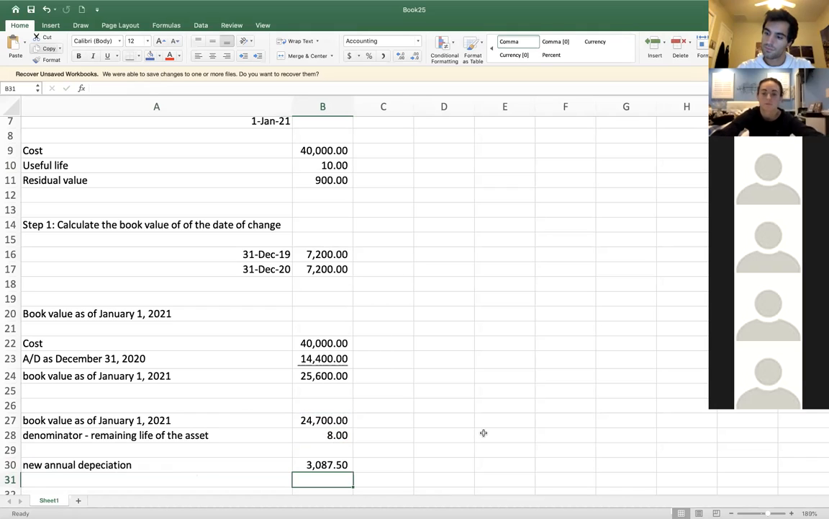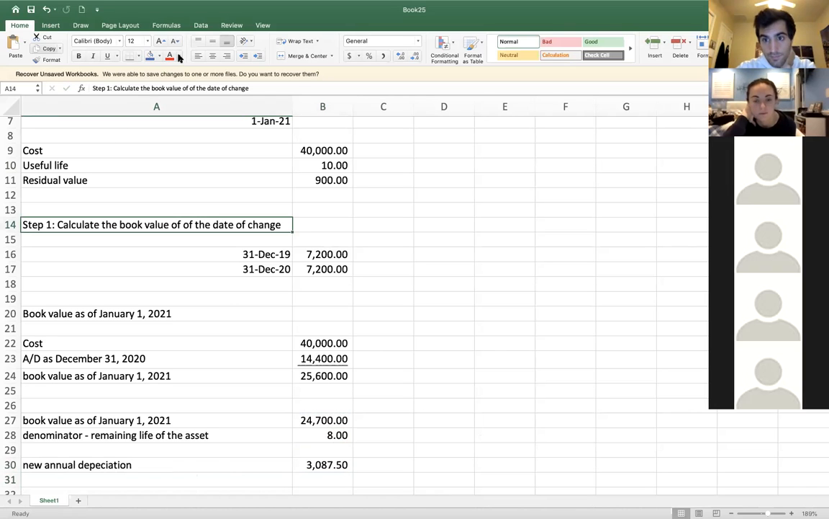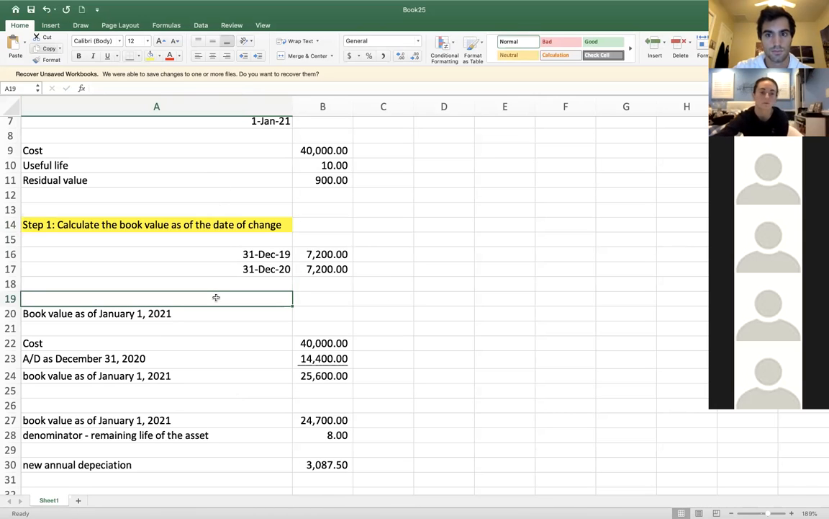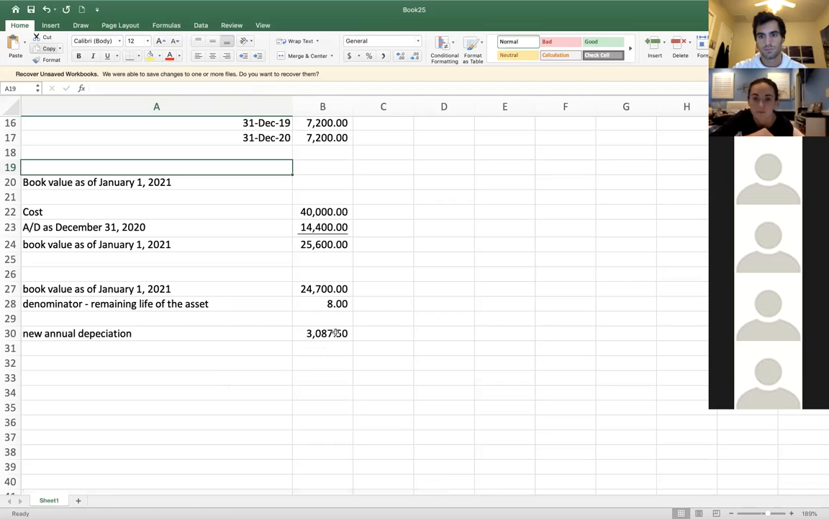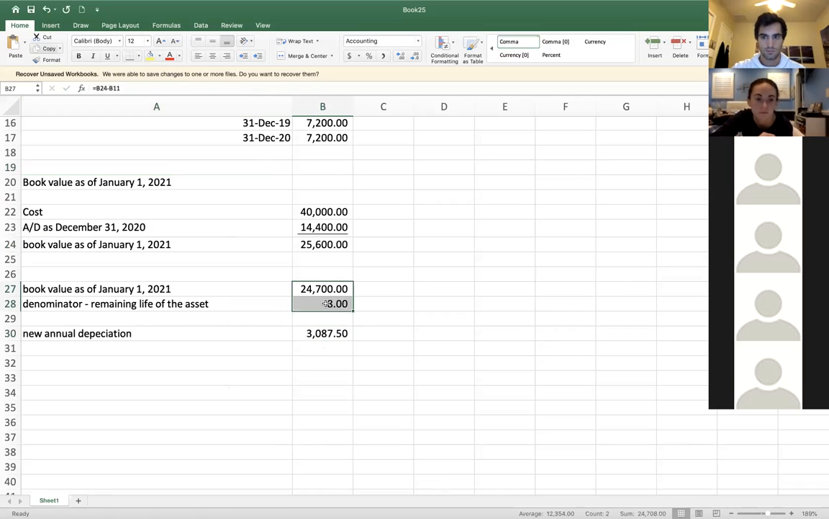Okay. So did everybody understand what we did? You have to calculate when there is a change in an estimate. You must calculate the book value as of the date of change, and then calculate depreciation under the new numbers. Okay.